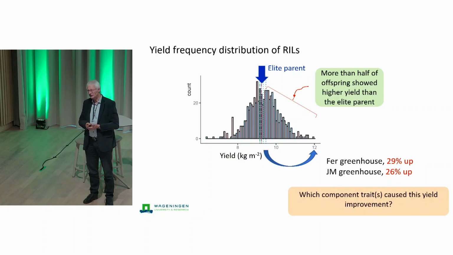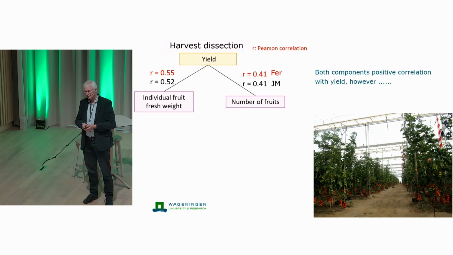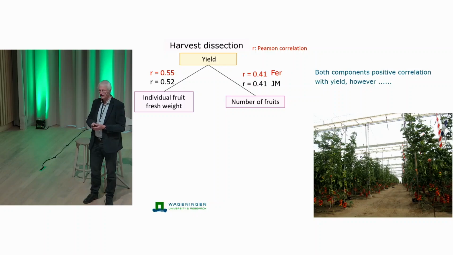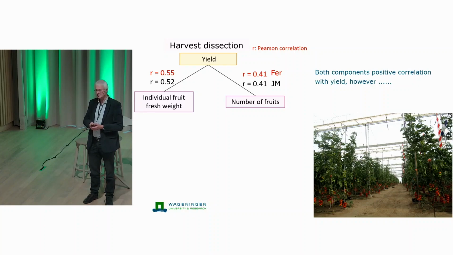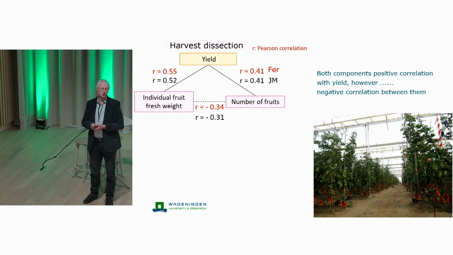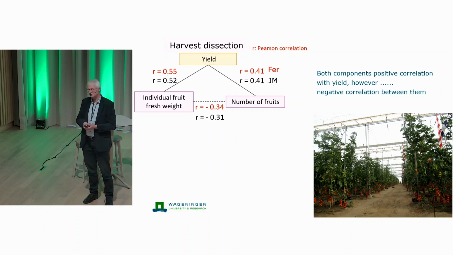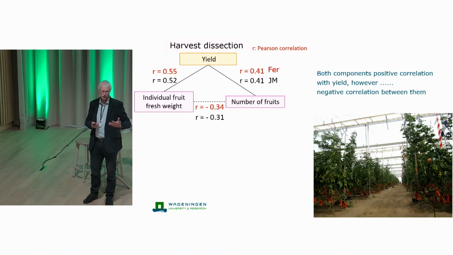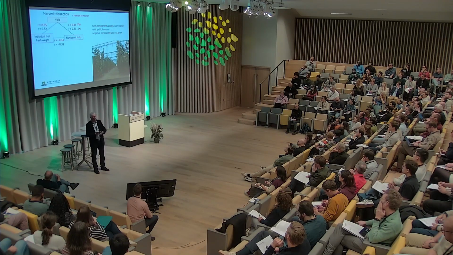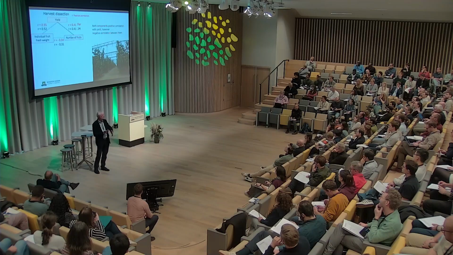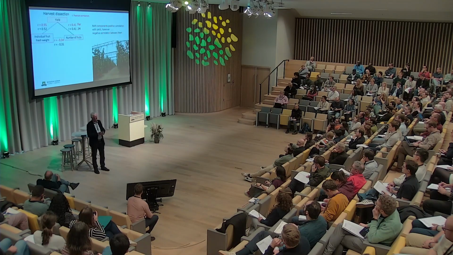But then the question is, which component traits caused this yield improvement? If I start with the harvest dissection, we found that both the individual fruit fresh weight and the number of fruits produced per plant were positively correlated with yield. However, those two components were negatively correlated. And that makes it difficult to directly breed for higher yield. If you focus on, for example, the number of fruits to improve that, most likely that will lead to a lower individual fruit fresh weight.